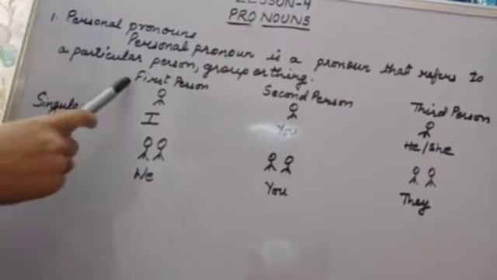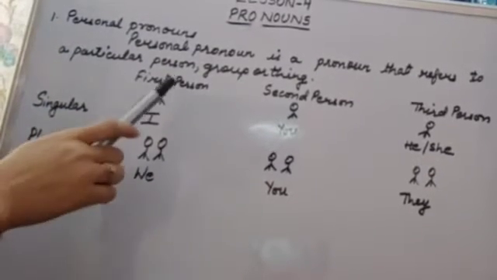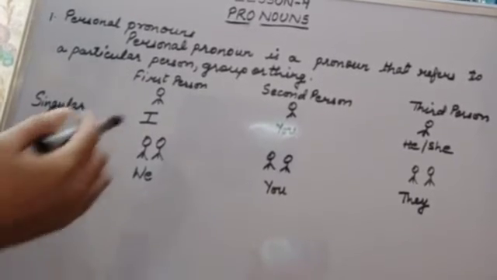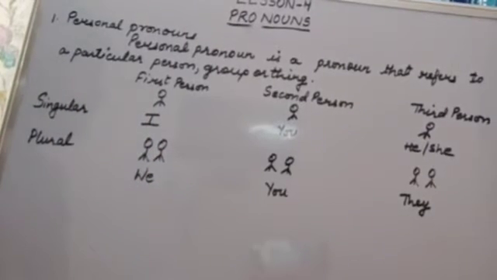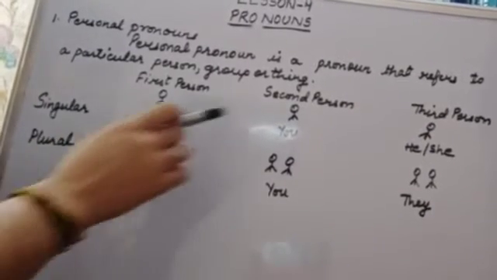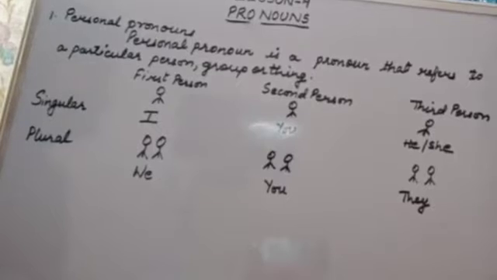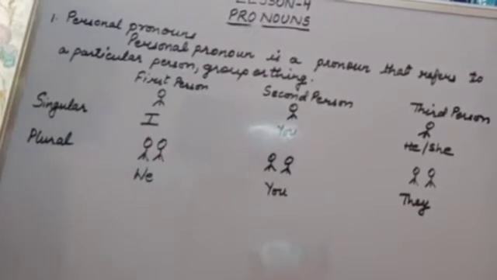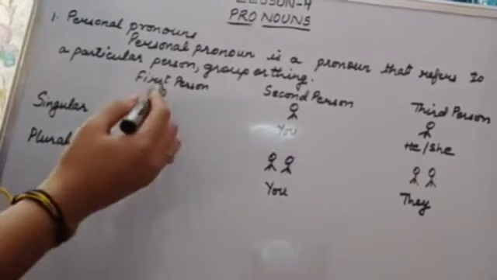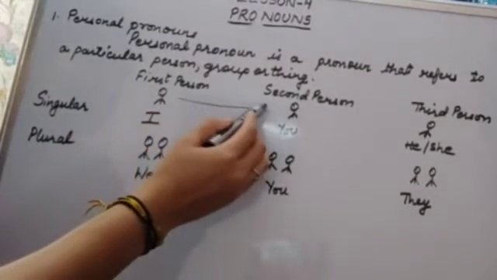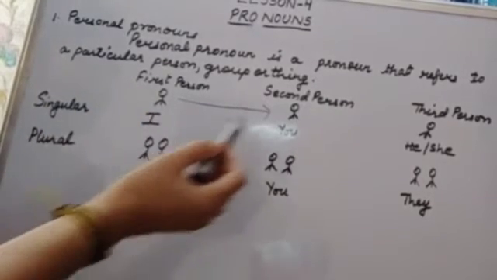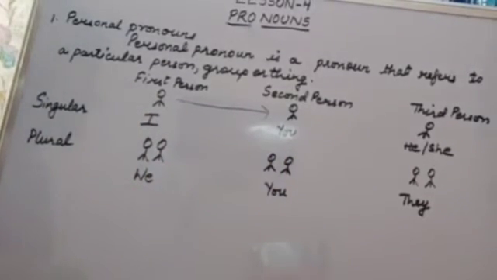Who is first person? First person is the person who is the speaker, who is saying something. That person is first person. And then who is second person? Second person is the person to whom the first person is speaking. Suppose this is me and I am talking to a girl. So I am first person and this girl is second person.